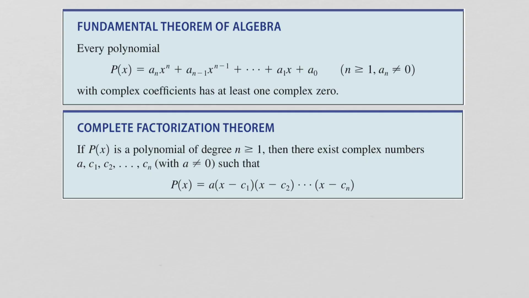The complete factorization theorem says that if p of x is a polynomial of degree n, where n is greater than or equal to 1, then there exist complex numbers a, c1, c2, all the way up to cn, with a not equal to 0, such that p of x can be factored into a times x minus c1 times x minus c2, multiplied all the way up to x minus cn. This basically says that every polynomial can be factored into n linear factors if we allow for the zeros to be complex.